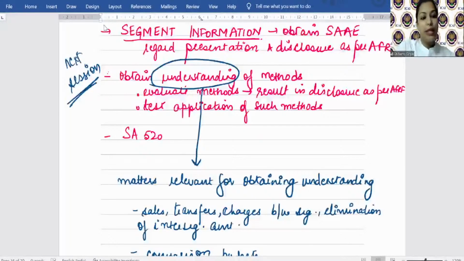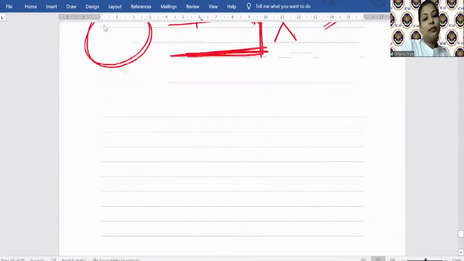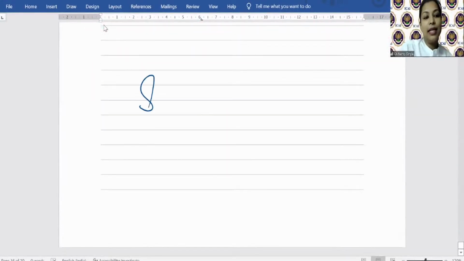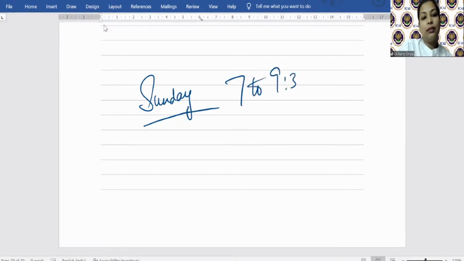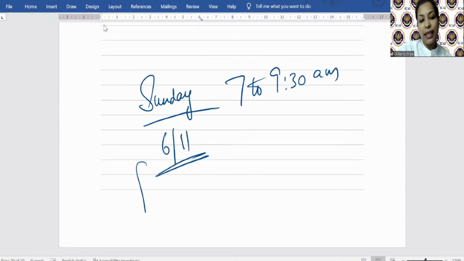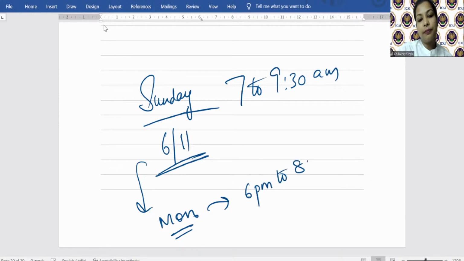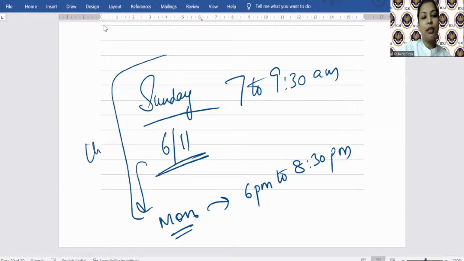And I've told you that next session is on Sunday, morning 7 to 9:30. 6th November, है ना? So don't miss it. And then it will be followed by a session on Monday, which is in evening, 6 p.m. to 8:30 p.m. ठीक है? For chapter number 3. So don't get confused. Sunday को session morning में है, Monday को session evening में ही है.